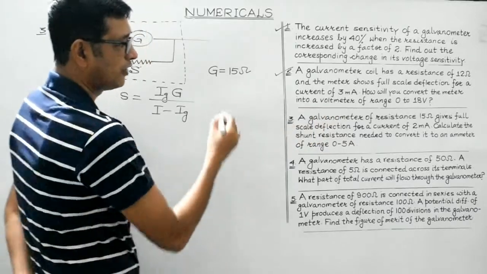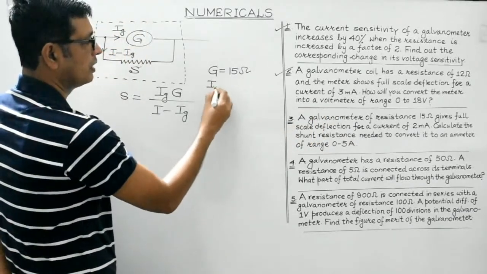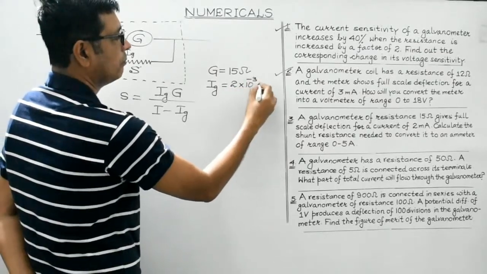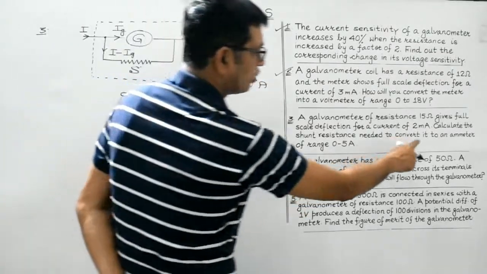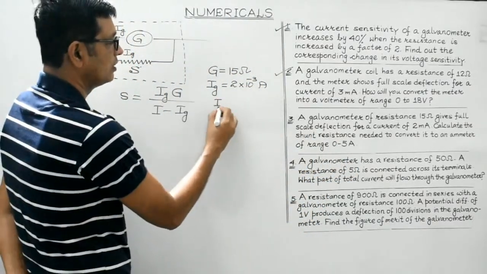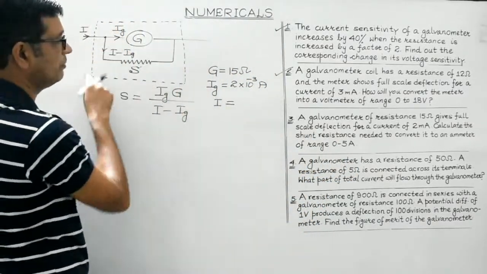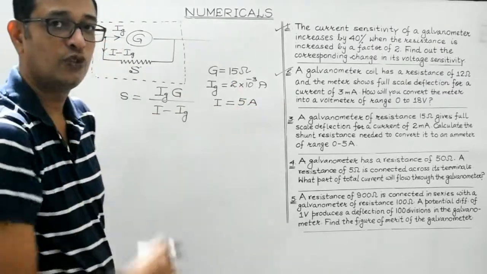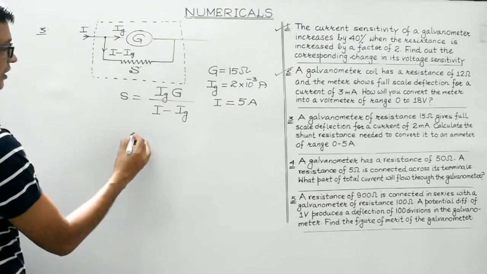It gives full scale deflection for a current of 2 milliampere. That is Ig, it's given to be 2 milliampere, 2 into 10 to the power minus 3 ampere. And it has to be converted into an ammeter of range 0 to 5 ampere. So I, the maximum value of current which this ammeter can read, is 5 ampere. Let's substitute the value over here and we should get the value of S.